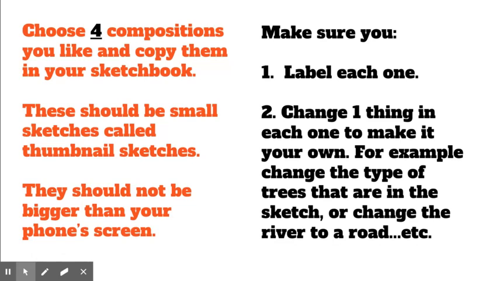These should be small sketches called thumbnail sketches. They should not be bigger than your phone screen. Okay, so they're going to be small. Make sure you, number 1, label each one. And number 2, so you're going to label it whatever it's called, Steelyard, S-O, okay? And you're going to change one thing in each one to make it your own. So for example, you can change the type of trees that are in the sketch, or if it's a road, change it to a river, or vice versa, okay?